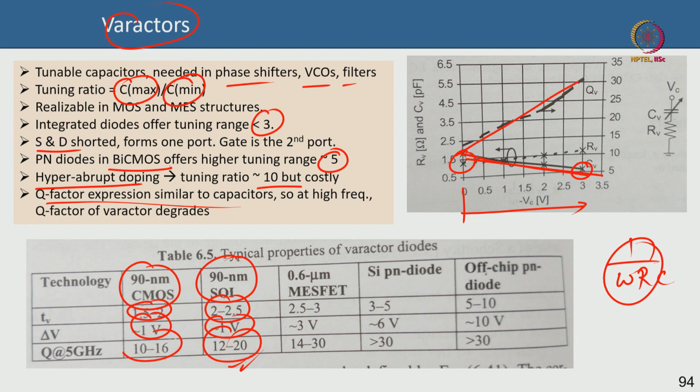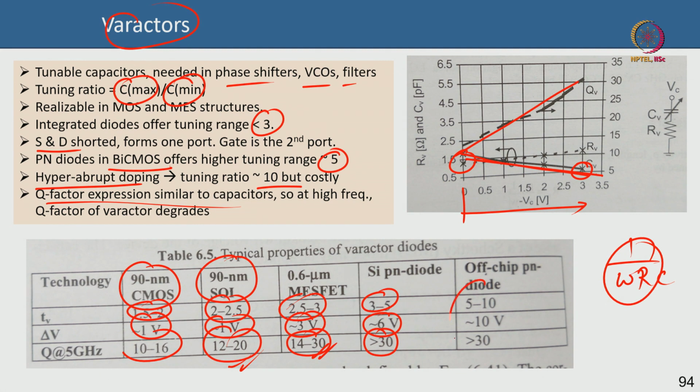However, in a gallium arsenide MESFET, you are going to get a Q factor which can go as high as 30 at 5 gigahertz, which is more impressive, and the range of voltage is also larger. You can get up to 3 volt. With a silicon PN diode, you can get a much better tuning ratio, and you can operate up to 6 volt, and you can get a Q factor of more than 30.